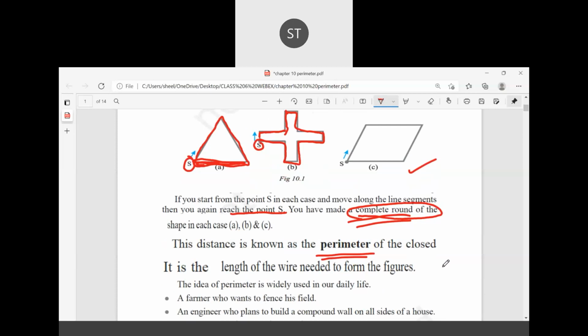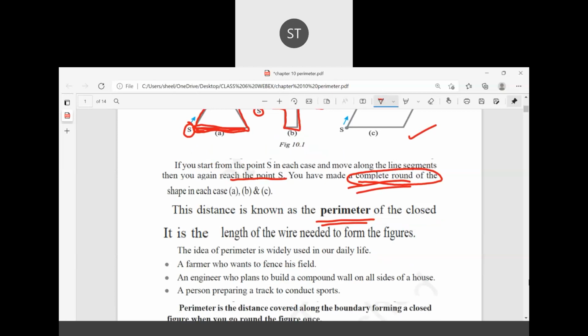The idea of the perimeter is widely used in our daily life also. A farmer who wants to fence the field, an engineer who plans to build the compound wall on the sides of the house, a person who prepares a track to conduct sports. So we are using the perimeter idea in many fields and daily life incidents. Commonly we make the boundary of our plot, and we do the fencing. Some expenditure for the wall we will make, all this comes under the case of the perimeter only, right?